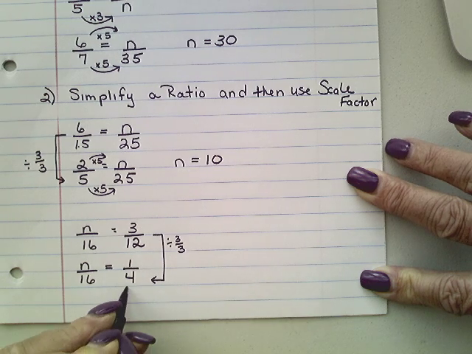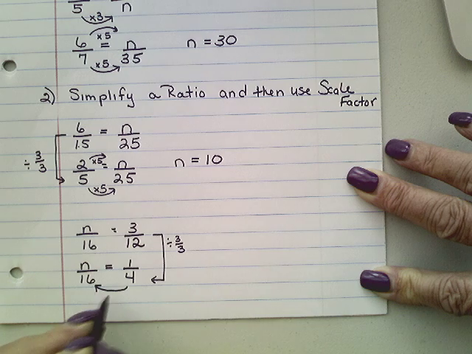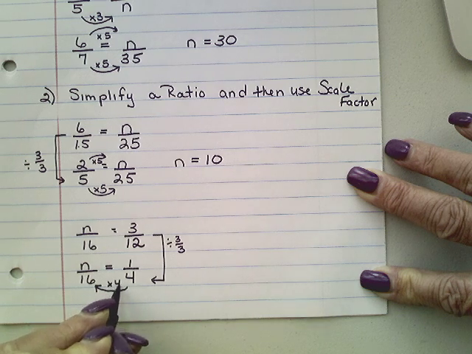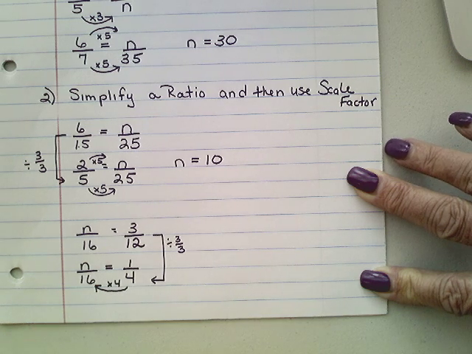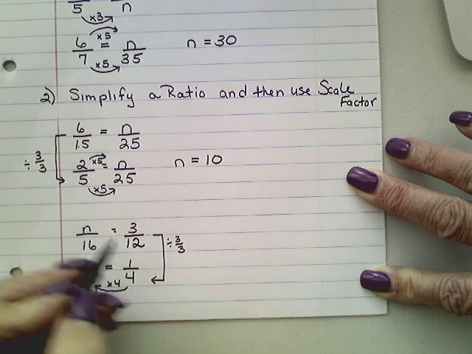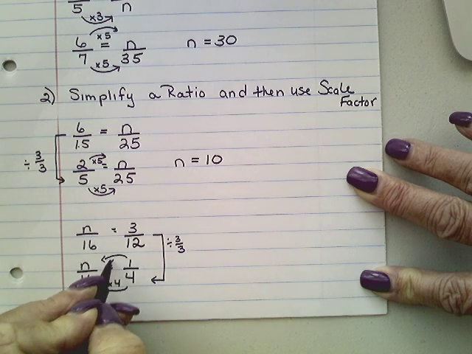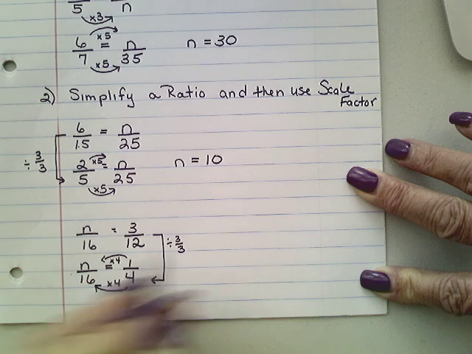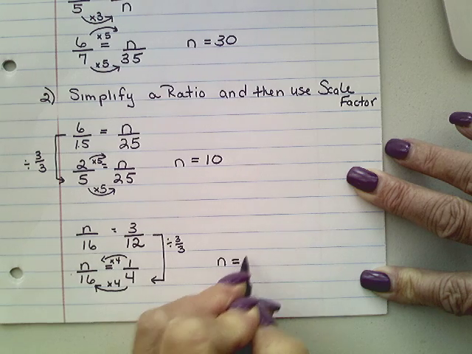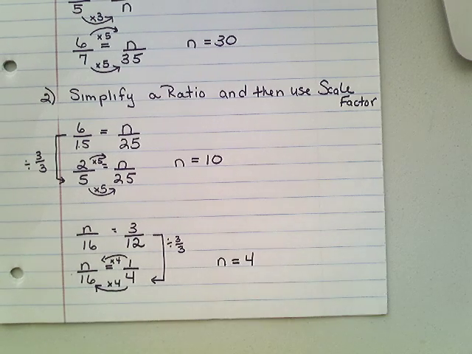Now I can go from 4 to 16 and I would multiply by 4. Notice my arrow is going in the other direction. Therefore 1 times 4 is going to equal 4. So n is equal to 4. Okay? So those are the two easiest ways to use.